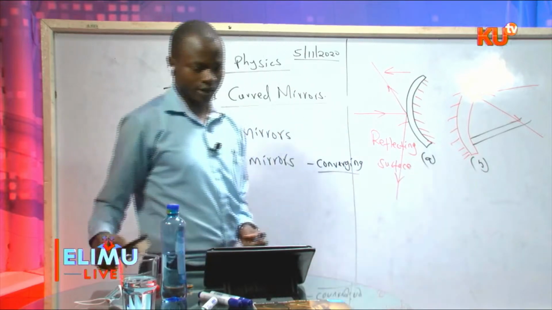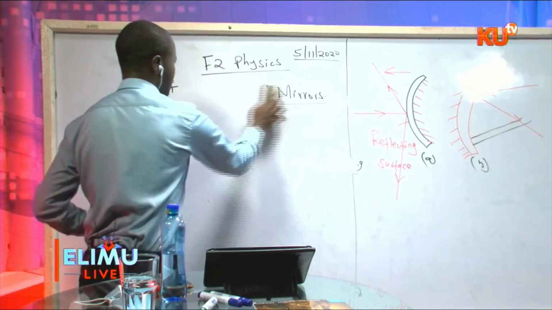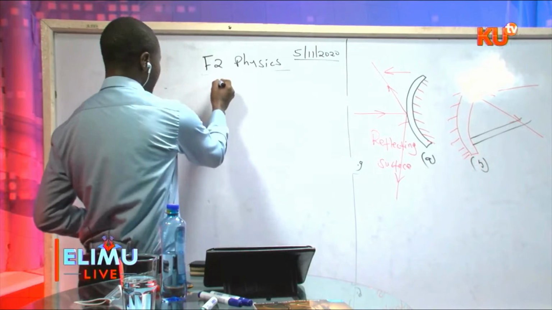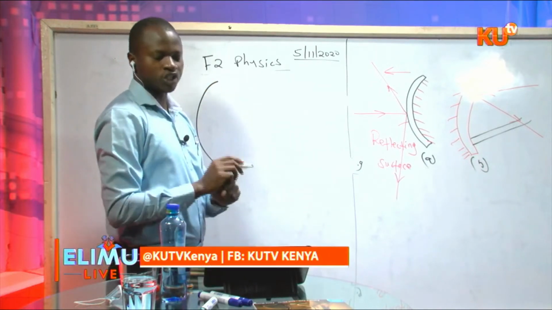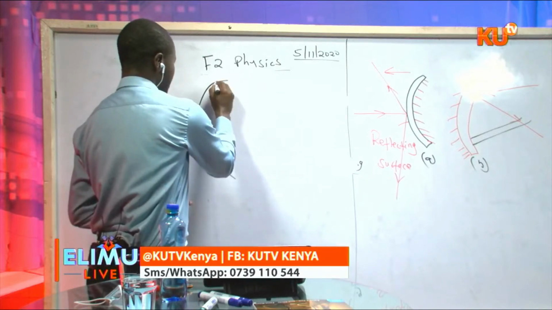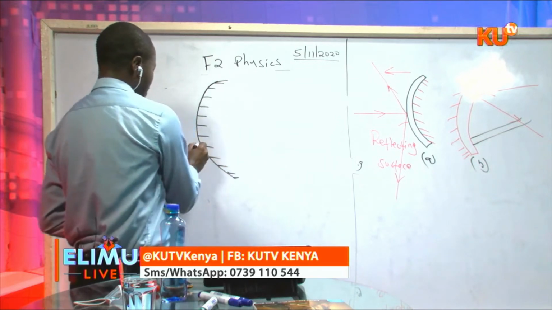Now, in short, most of these mirrors, we draw them like this. We will have just a line like this. If this is my line, we will always shade the side that is... if we shade this side, it means the reflecting surface is this other side.